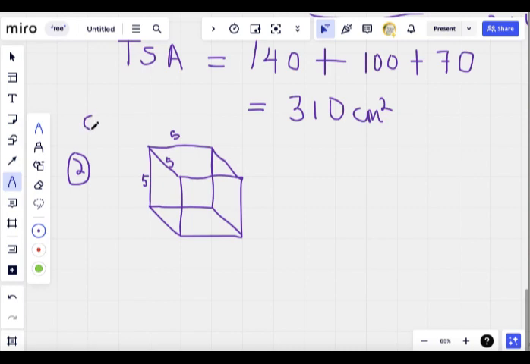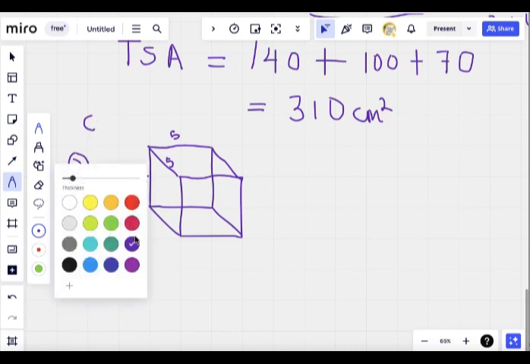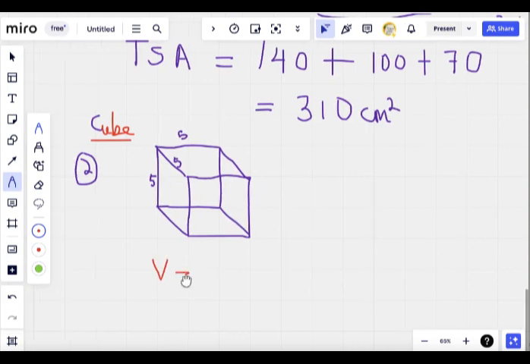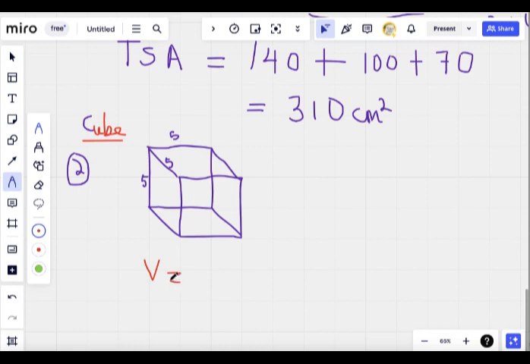Question number 2. Calculate the volume of the cube. Let's change because we're doing something different now. This is for a cube. So this is a cube. They ask us to calculate the volume of the cube, the first question. Question 2a. Calculate the volume of a cube.